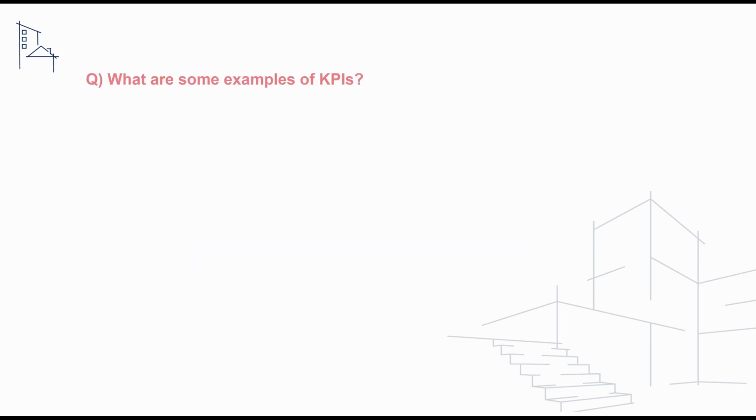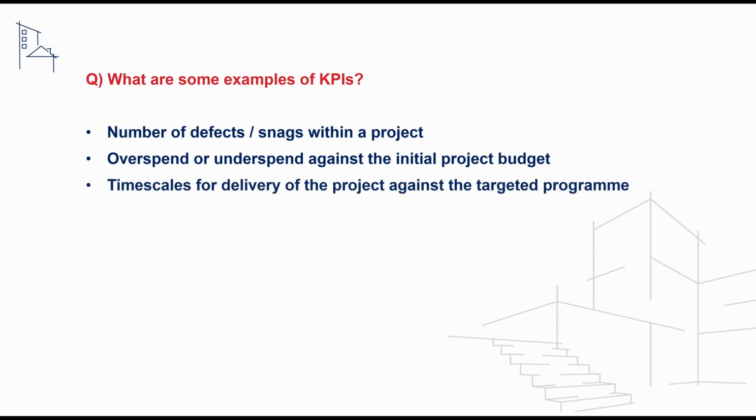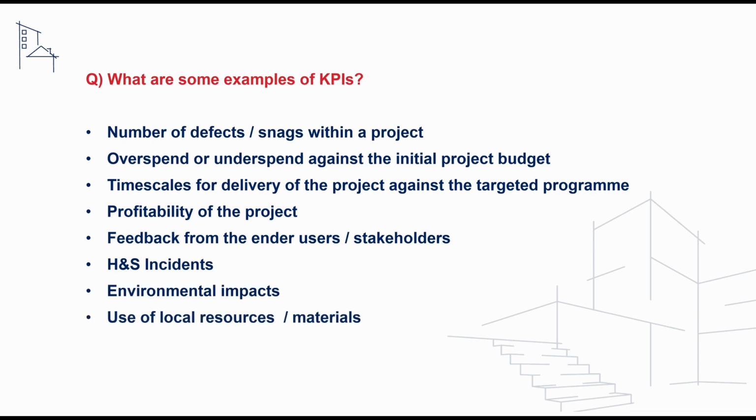A follow-on question we may receive is what are some examples of KPIs? To address this, we could make reference to the number of defects or snags within a project, the overspend or underspend against the initial project budget, timescales for delivery of the project against a targeted program, the profitability of the project, feedback from the end user or stakeholder, health and safety incidents, environmental impacts, and use of local resources or materials.